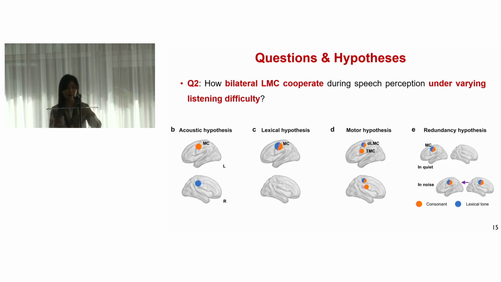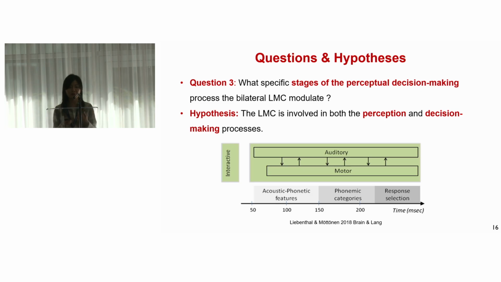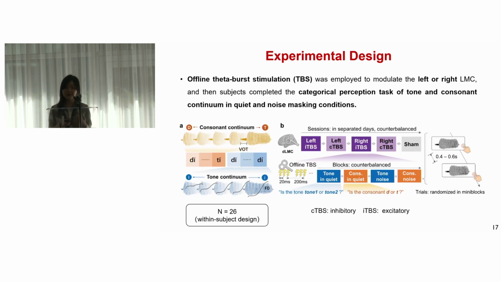My third question is, what specific stages of the perceptual decision-making process does the bilateral LMC modulate? Whether it contributes to perception or to decision-making, we think both processes may be involved for those motor areas. The experiment is a human TMS study. We use offline theta burst stimulation, including both the inhibitory and the excitatory protocols, and we use it to modulate both the left and the right LMC.